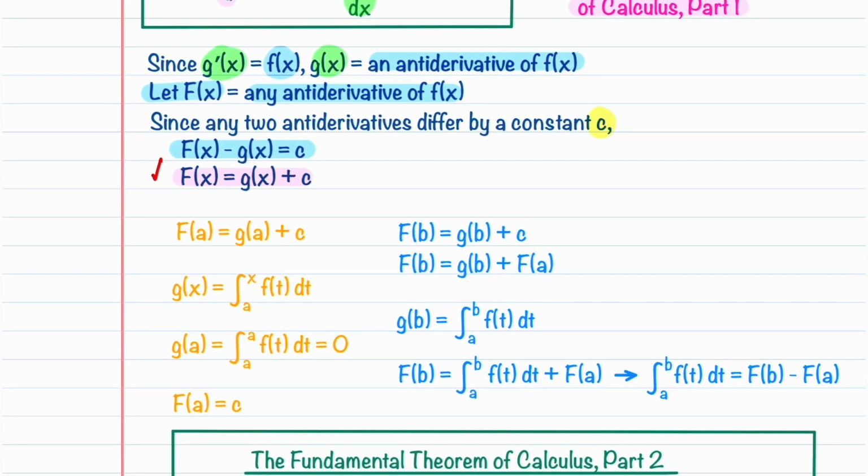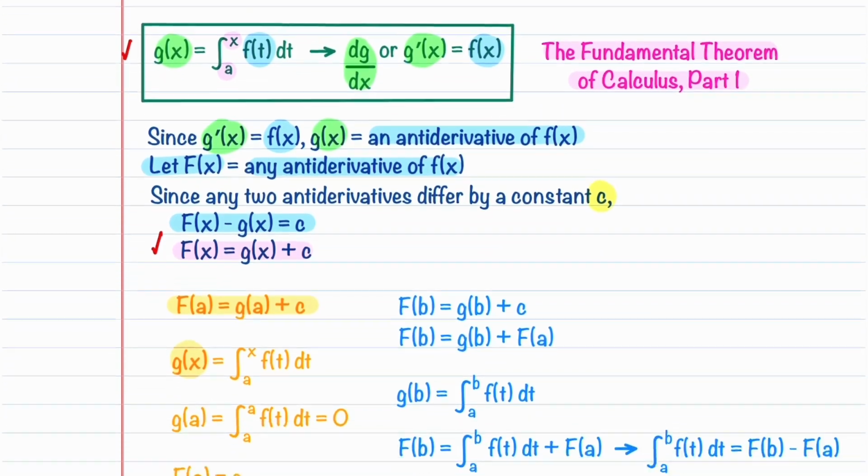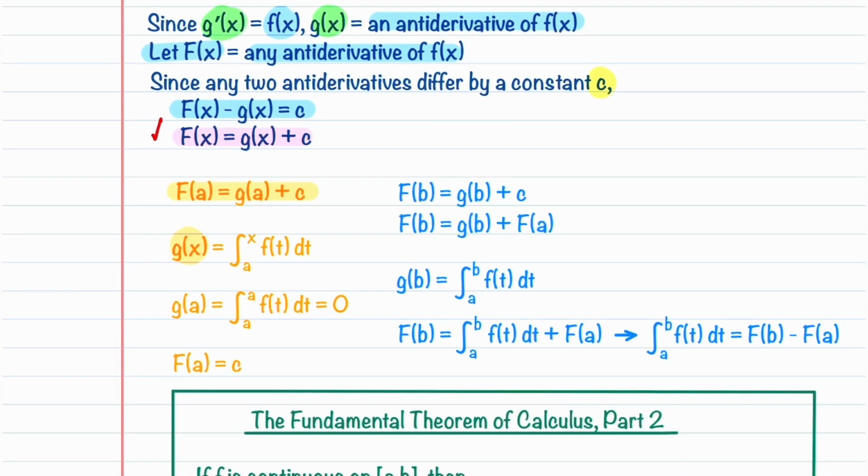How we're going to do this is we're first going to let x be equal to a. This gives us that capital F of a is equal to g of a plus c. We're just substituting in that x is equal to a. This function here comes from our green box up above, and that's what g of x is equal to.